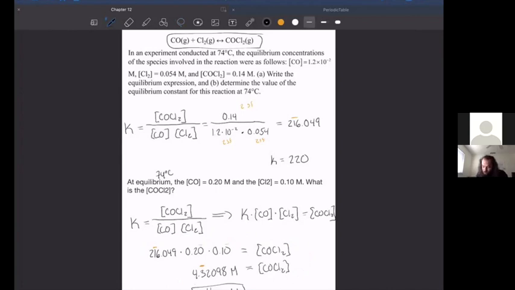So that's how we use our equilibrium constant. If we're given the concentration of reactants, for example, that was in this case, and we have an equilibrium constant, we can figure out the concentration of the products.